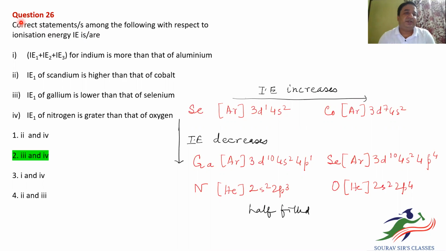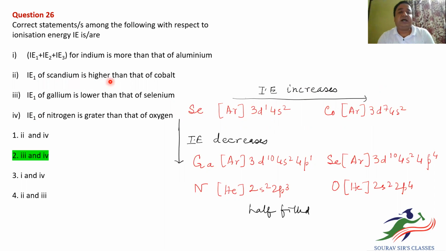And the question here is: correct statements among the following with respect to ionization energy, IE, is R. That means there may be more than one. IE1, IE2, IE3 for indium is more than that of aluminium, which will be wrong. Why? Because we know ionization energy decreases as we go down the group and increases as we go along the period. That is the indication that I'm trying to make by writing the arrows in this direction and this direction.